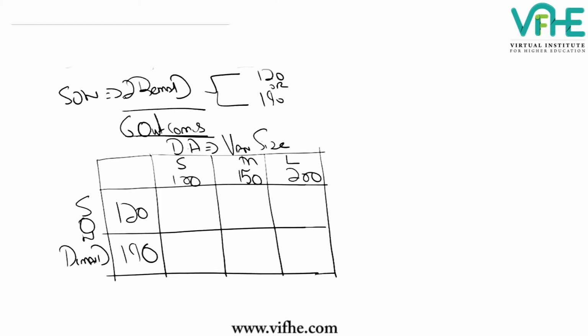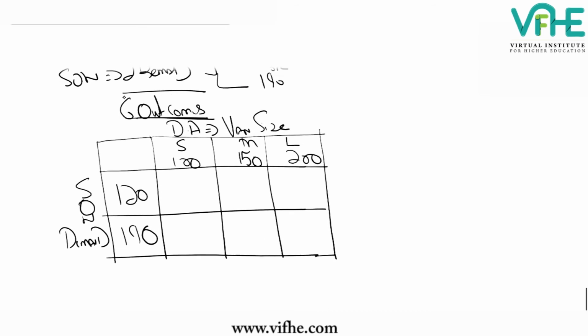So you can see here there are 3 DAs and 2 SONs, and this is how the working will be done. You need to work out 6 profit figures, starting from the first one. This is the first profit figure, then the second, then the third, then the fourth, fifth, and then the sixth profit figure.